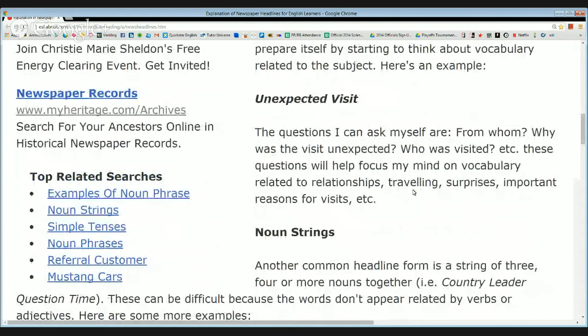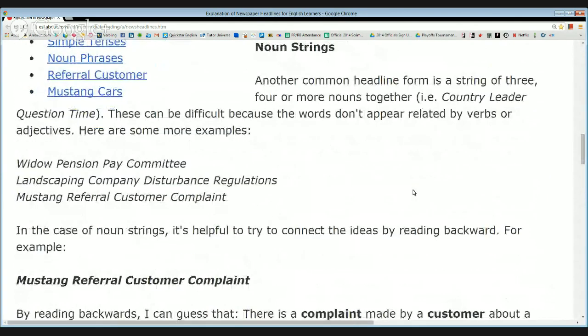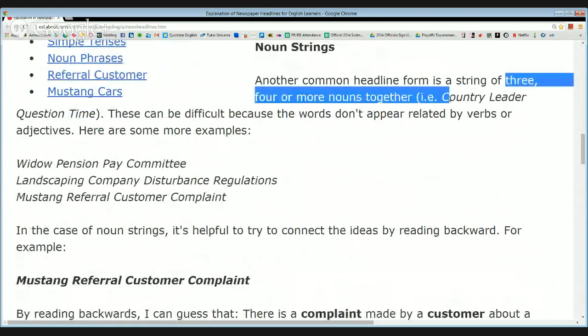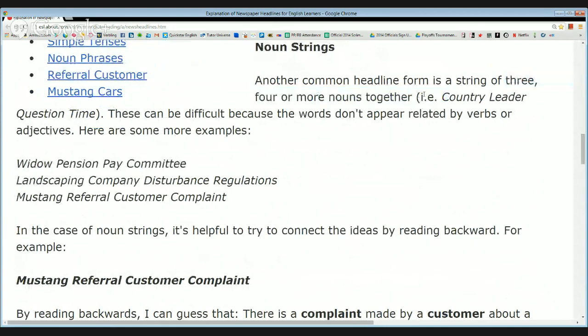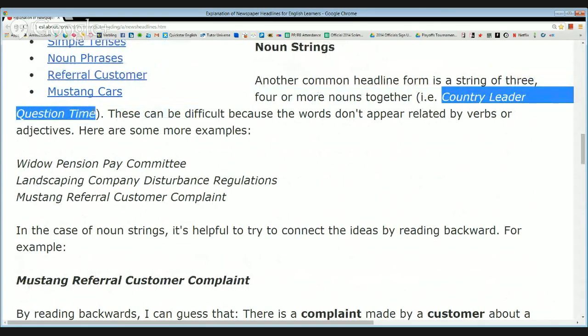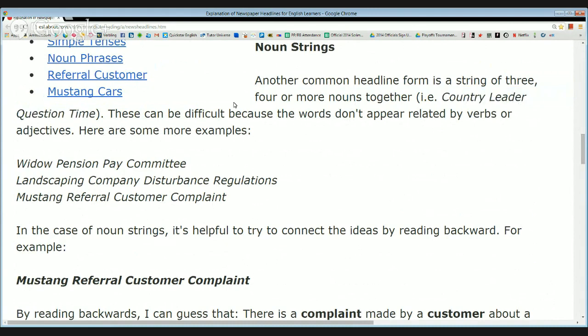All right, great. So let's take a look at noun strings. This is a string of 3, 4, or even more nouns together and nothing else. Country leader question time. Okay. Country leader question time. These are all nouns. There's no froms, there's no tos, there's no articles, there's nothing like an adjective. We've got just nouns here. So these words don't appear related by verbs or adjectives because there are none. So here's some more examples.